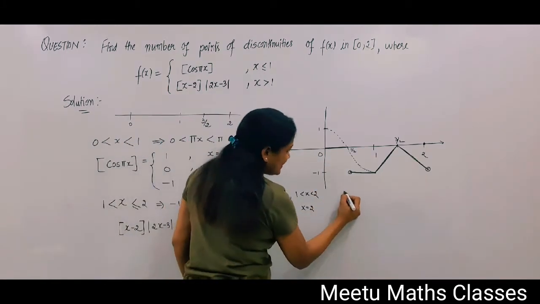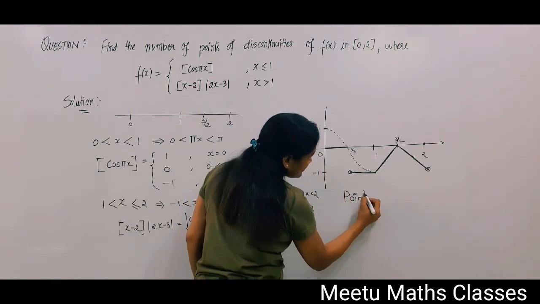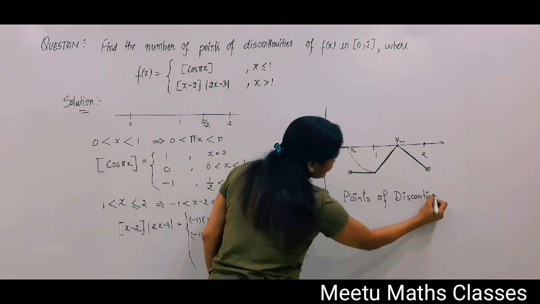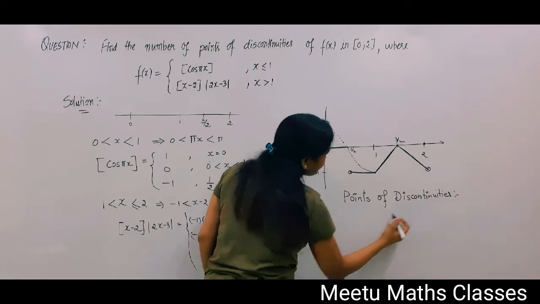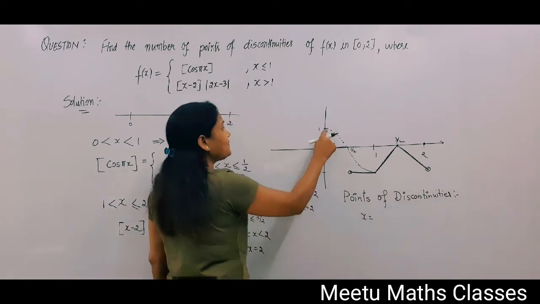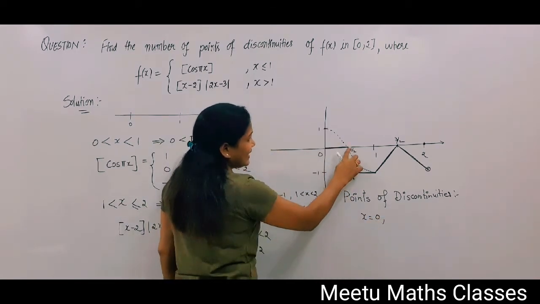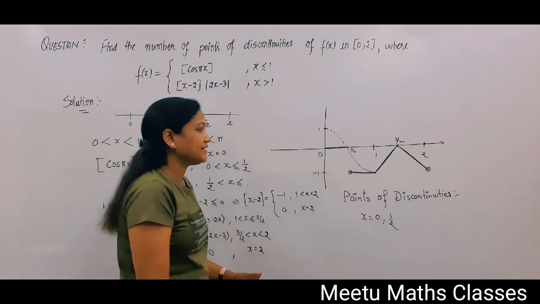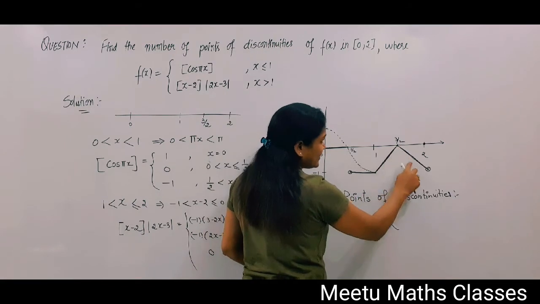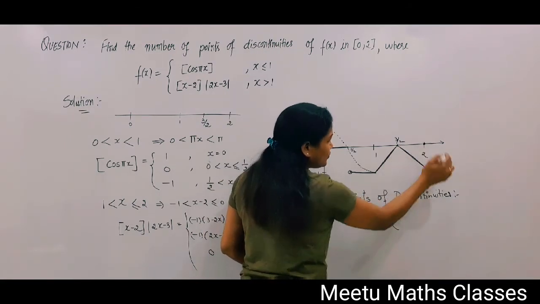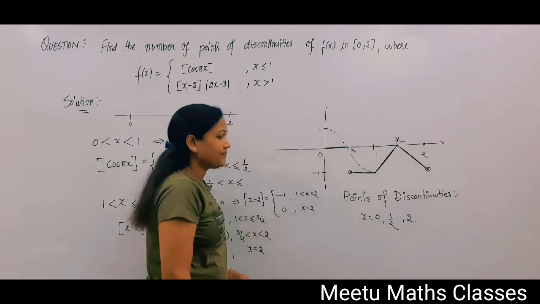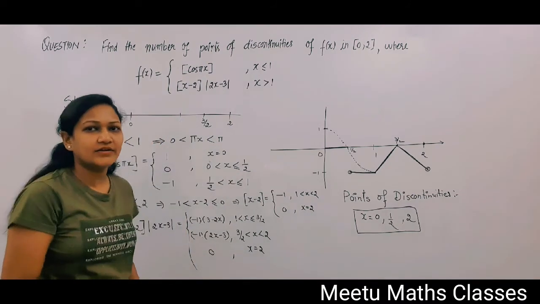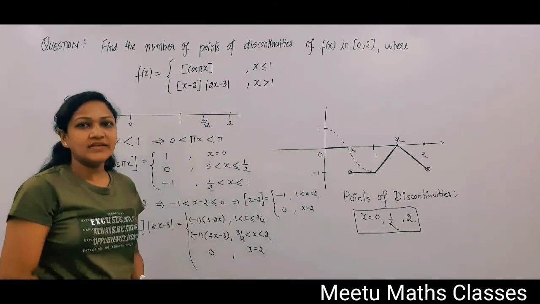So we can say the points of discontinuities will be, first of all, at 0 you are getting a jump, then at half there is another jump. After half, at 1 there is no jump, it is a continuous function. At 3/2 again it is a continuous function, then at 2 there is again a jump. So in total we have 3 points of discontinuities of this function in between 0 to 2.